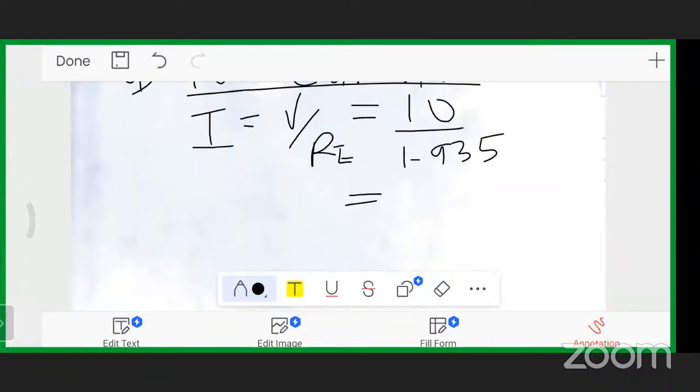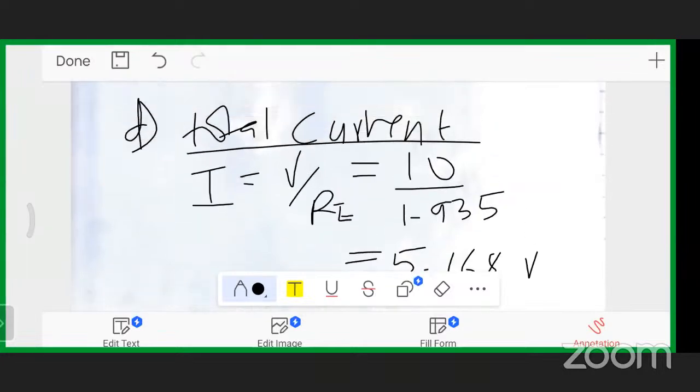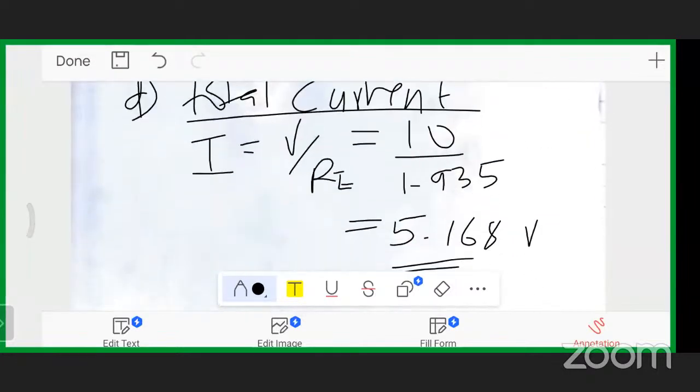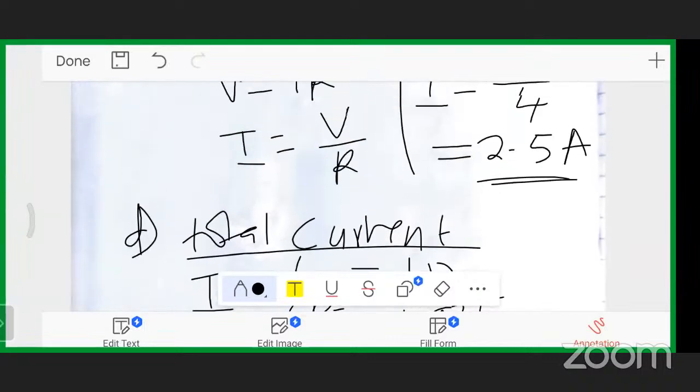So 10 divided by 1.935. I'm finding 5.168. Yes, that's what I'm getting. At least it makes sense. That's the total current in the circuit in amps, and you can see that the current through the 4 ohm resistor is 2.5.